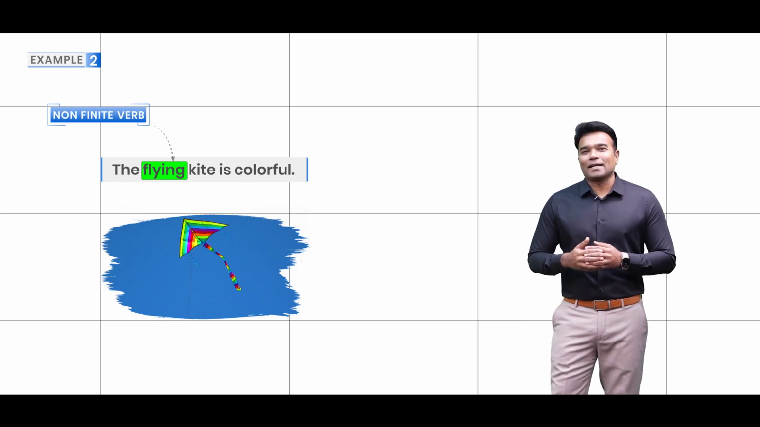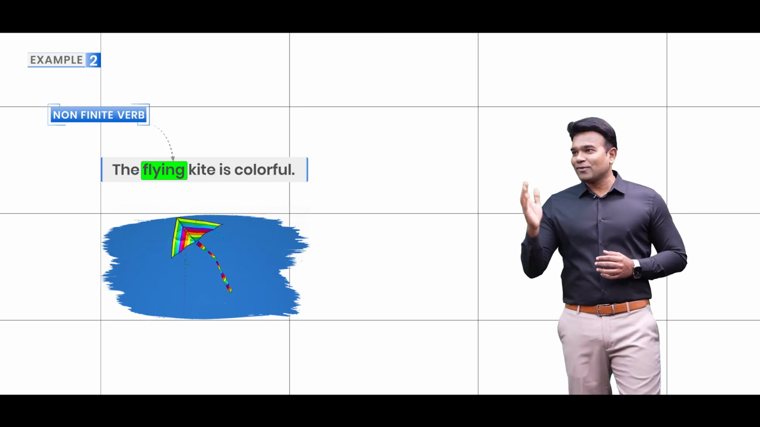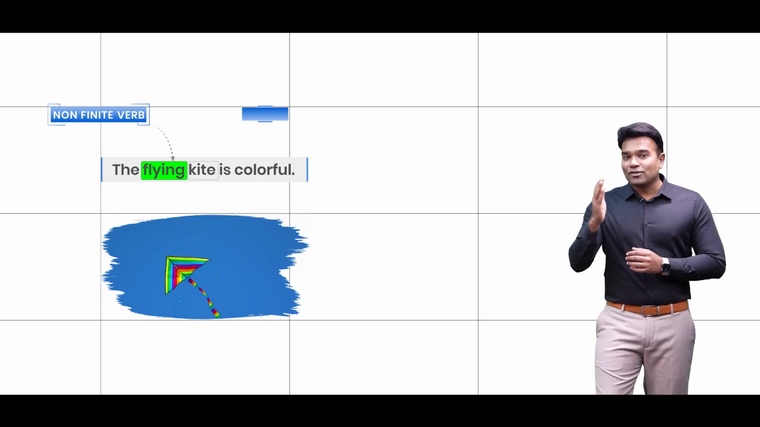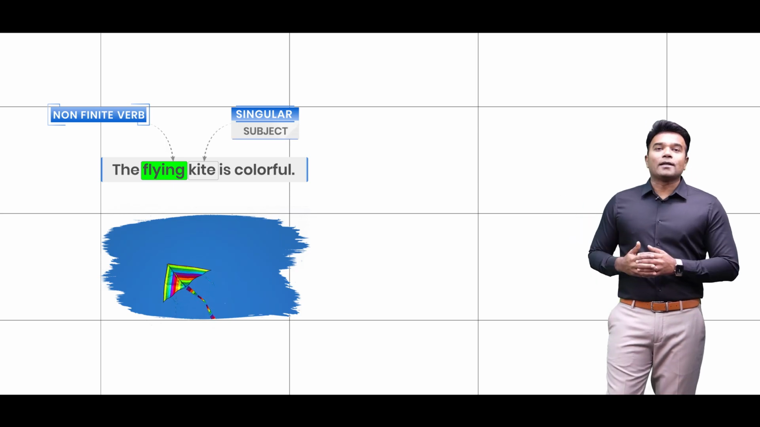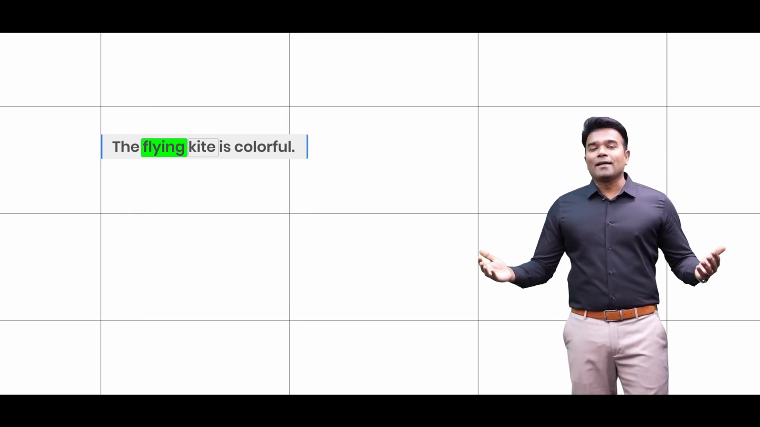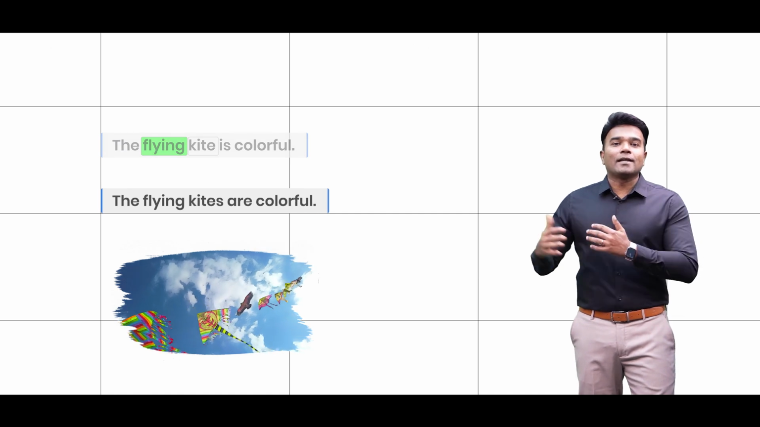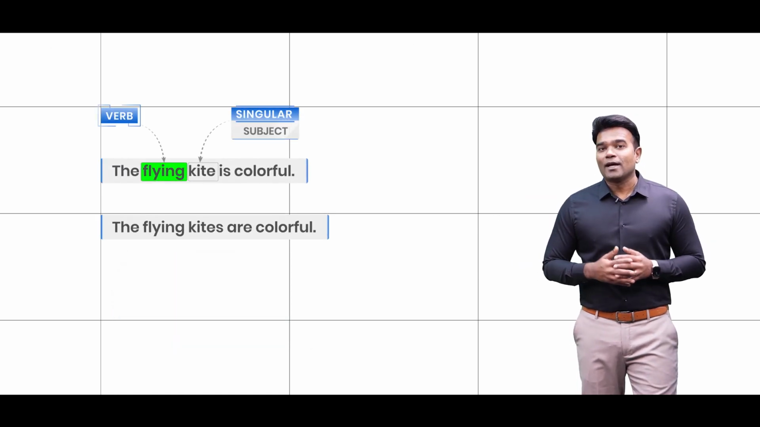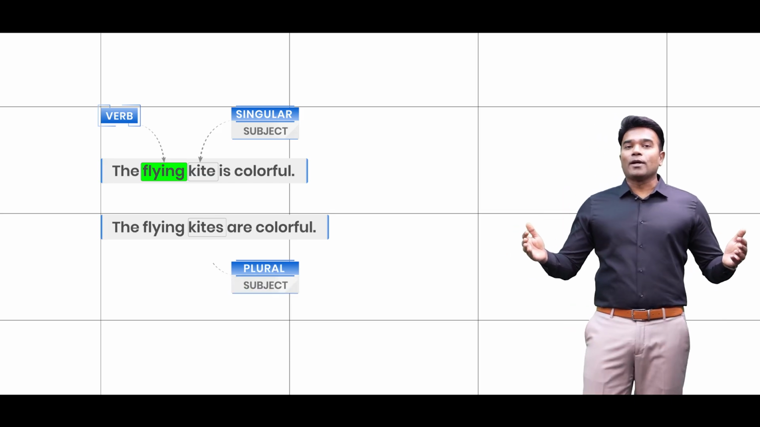Anyway, I'll explain why it is non-finite moving forward, but I'm sure you know that kite happens to be the singular subject in this sentence. And just in case I express this sentence such that it contains a plural subject like this, after all, you know that kites represent a plural subject.